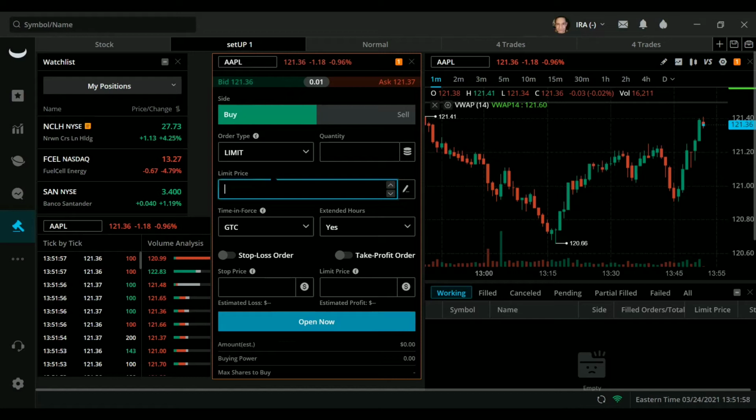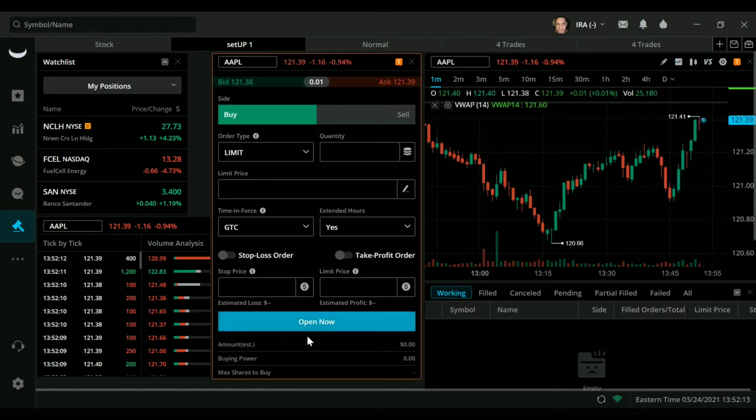So right now it's at 121. You could set it to 122 if you'd like. And then good till canceled or day. Good till canceled is always much better. An extended day, yes. Is there a stop price, a limit price? I don't think you need to do that, but you can if you want to.